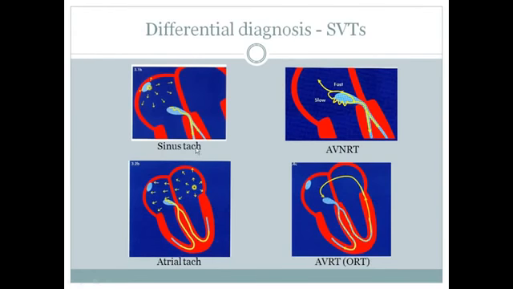Sinus tachycardia can be difficult to differentiate sometimes. AVNRT, okay, is re-entry within the AV node. Atrial tachycardia is an autonomic, ectopic focus. Multifocal atrial tachycardia has multiple foci triggering. And AV re-entry tachycardia is exactly the same as ORT, or orthodromic reciprocating tachycardia.